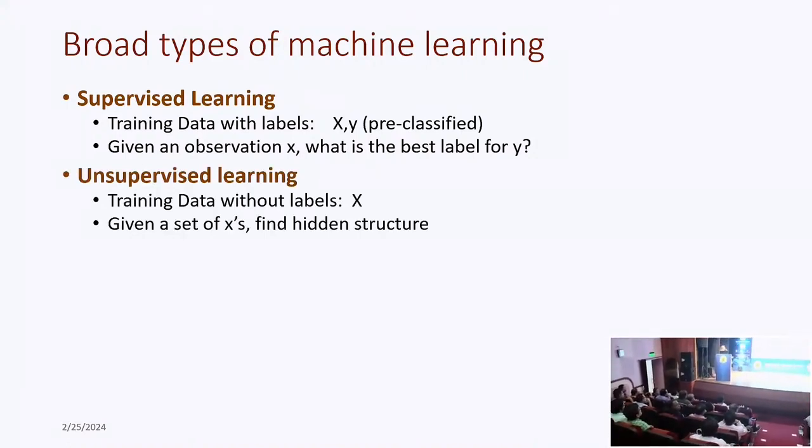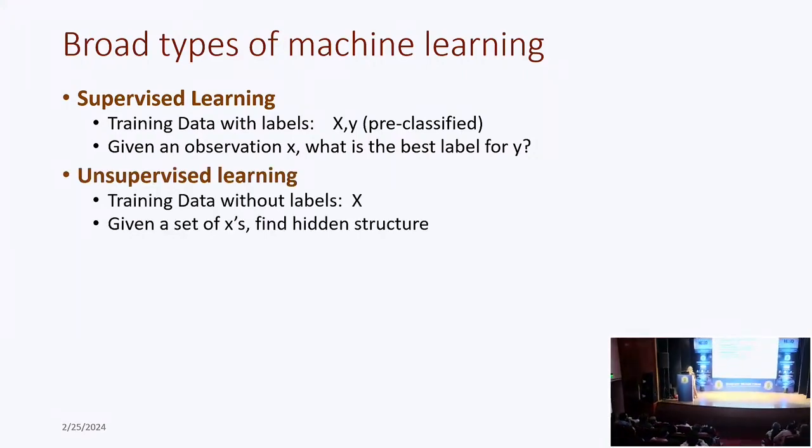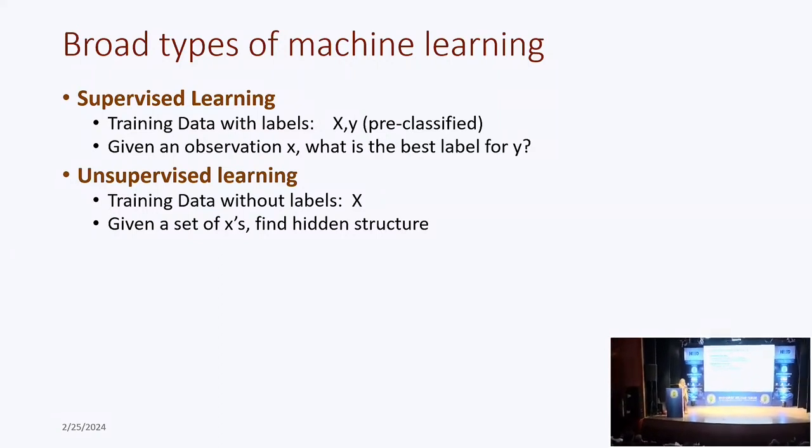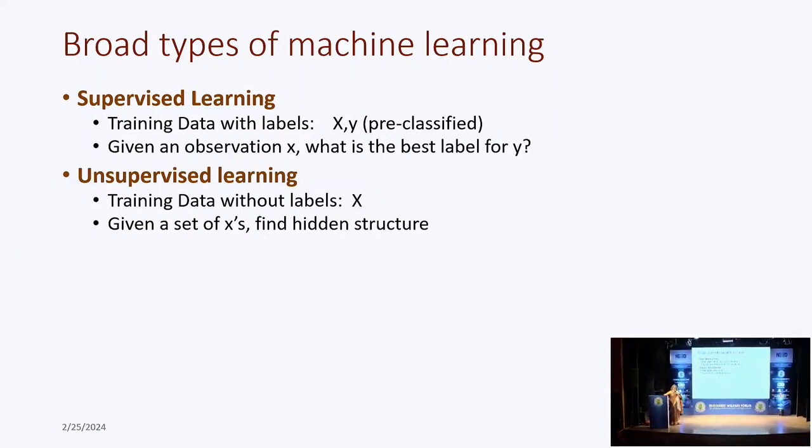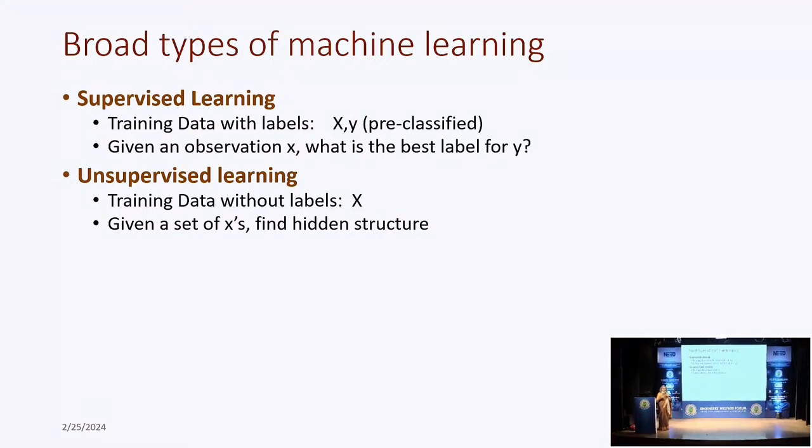Then we have unsupervised learning, where you have a lot of data, but you do not have any labels. So this is called unsupervised learning, and there are different types of unsupervised learning. One common type of unsupervised learning is called clustering, and there are other types of unsupervised learning which try to form the model of the data.